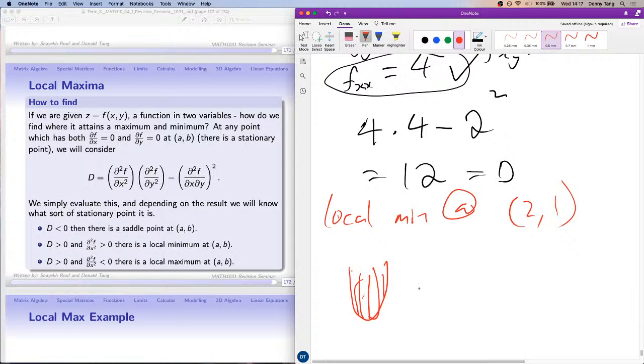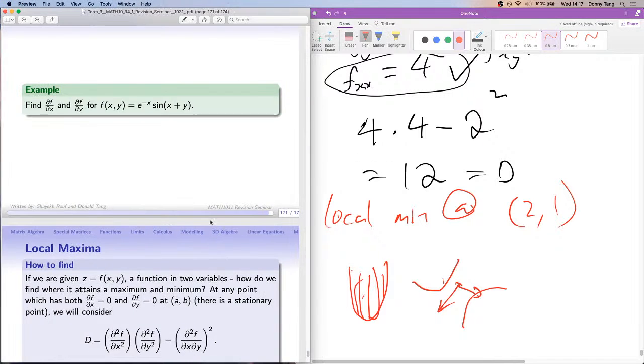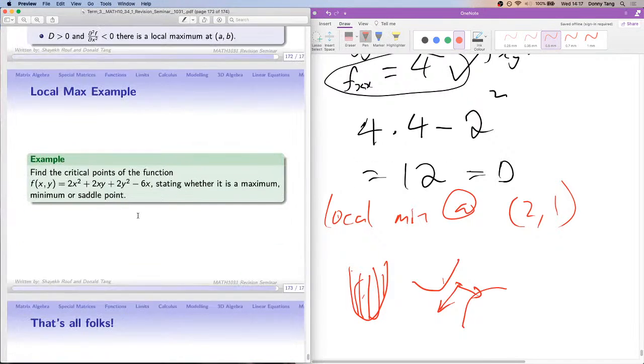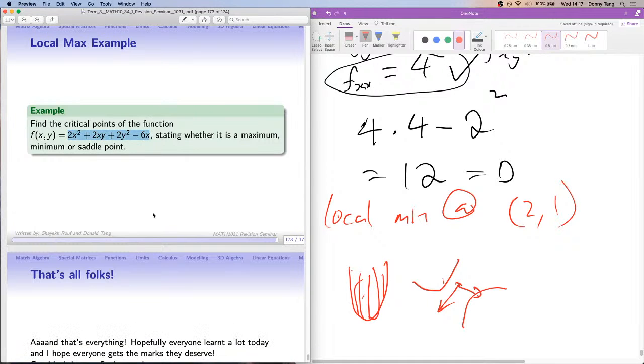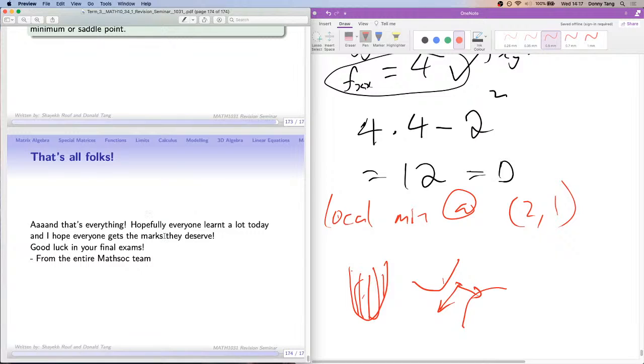A saddle point literally looks like a saddle. I don't really know how to draw a saddle, but a saddle is actually a fake critical point because it's not a minimum nor a maximum. It just has 0 for its derivatives. But yeah, that's pretty much it. This is a local minimum. And so this function only has one critical point, which is a local minimum.